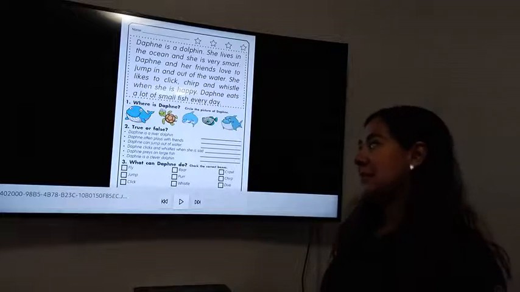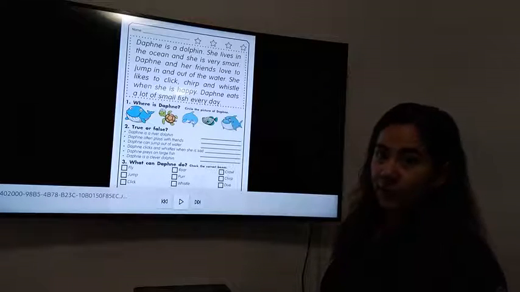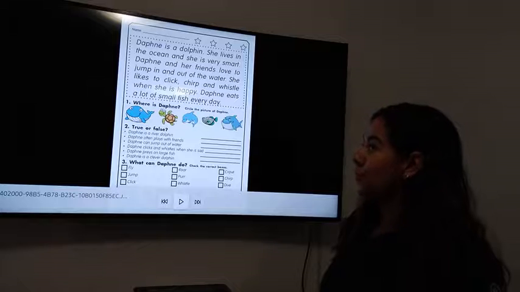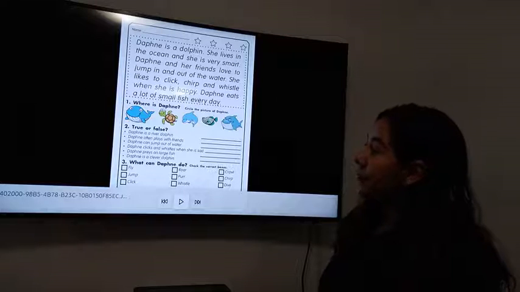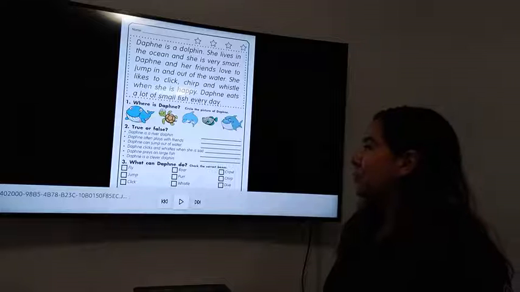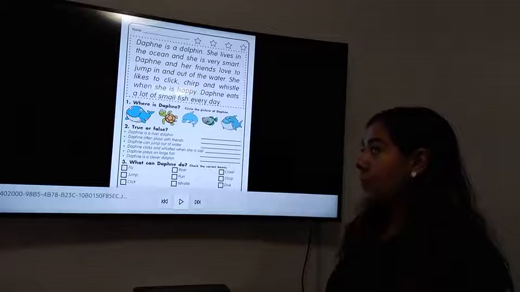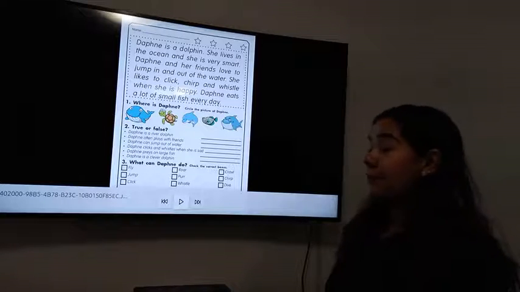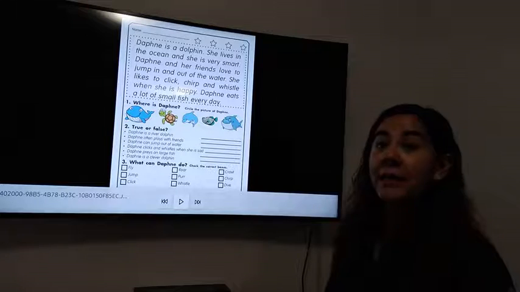Then we have the sentences or the statements, true or false. Daphne is a river dolphin. We don't know, you have to read the whole story. Daphne often plays with her friends. Daphne can jump out of the water. Daphne clicks and whistles when she's sad. Daphne preys on large fish. And Daphne is a clever fish. Clever, dolphin, it says dolphin, not fish. Clever, it's like smart or intelligent, okay? That's the meaning of clever.